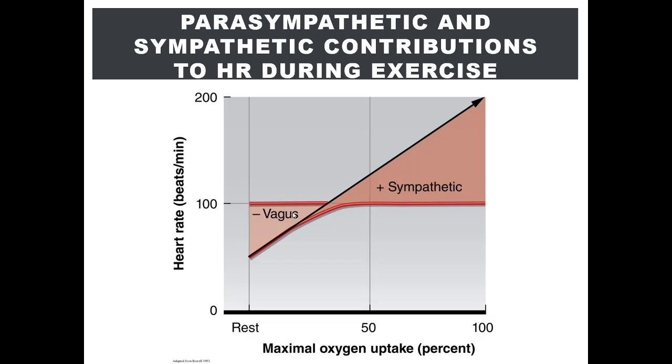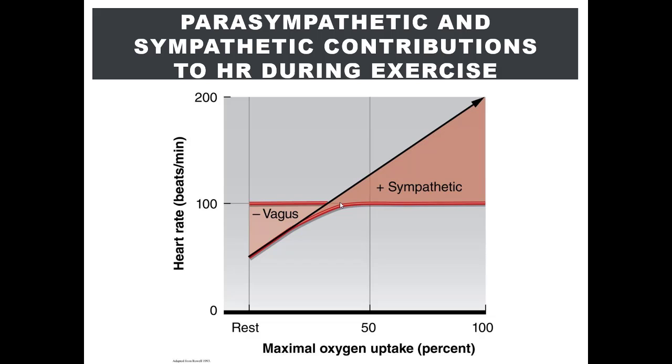Now, as you see here, increases in heart rate from about 100 beats per minute all the way to max heart rate is due to increased sympathetic activity, denoted here with the plus sign and sympathetic. So if I ask the question, from resting heart rate to about 100 beats per minute, increases in heart rate is due to which of the following, the answer would be vagal withdrawal, which again is a reduction in parasympathetic activity on the heart, more specifically on the SA node.